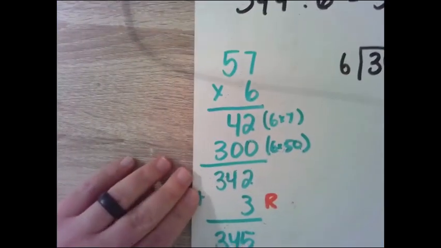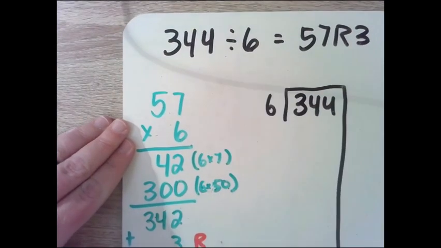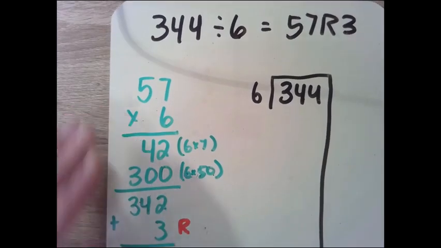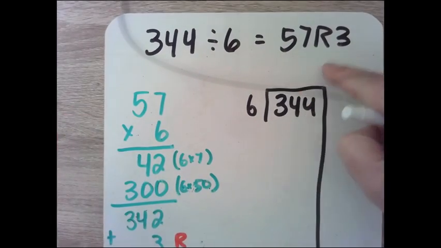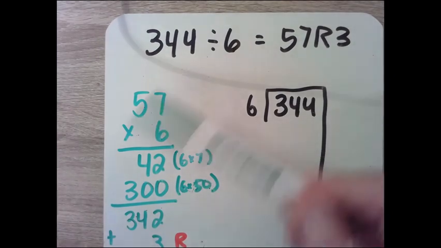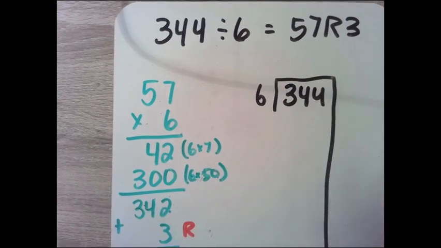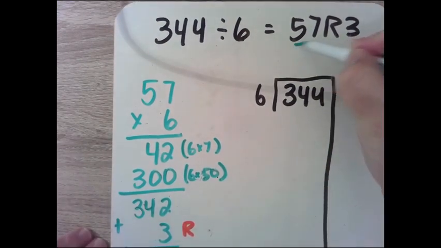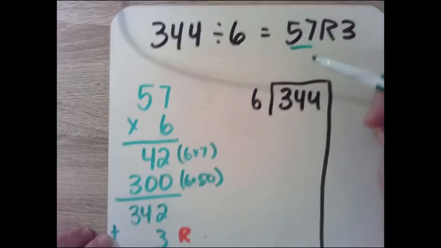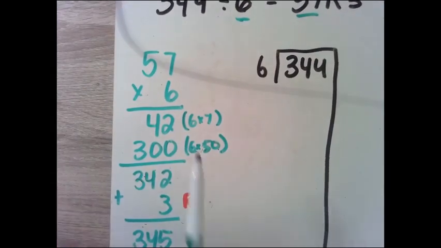So let me zoom out, grab the whiteboard. Here's our problem up top: 344 divided by 6. And again, the student got an answer of 57 with a remainder of 3. I did all my multiplication in green, just to separate it out. What you've got to do is take your answer, 57, your quotient, and multiply it by your divisor. So 57 times 6.